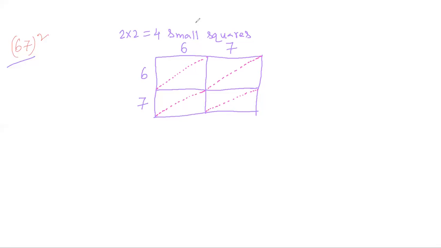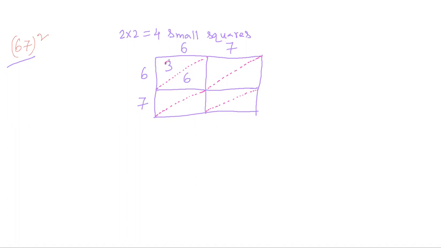Now first I will multiply this 6 into this 6. 6 into 6, the result is 36. So that 36 I will write in this place. This is 3 and this is 6.